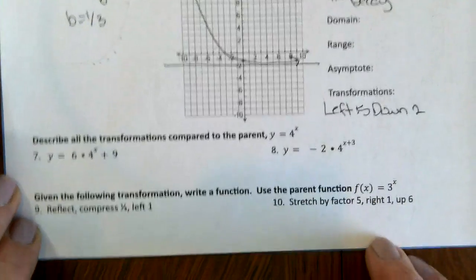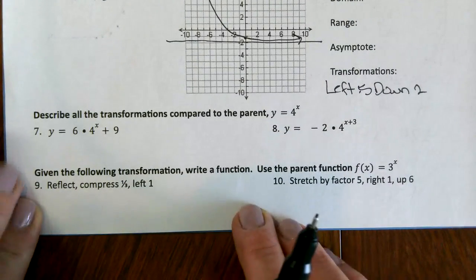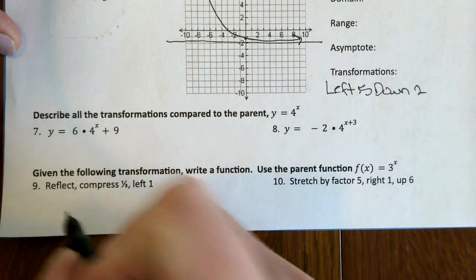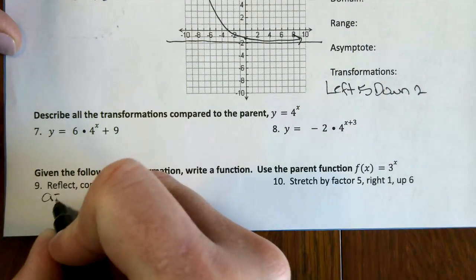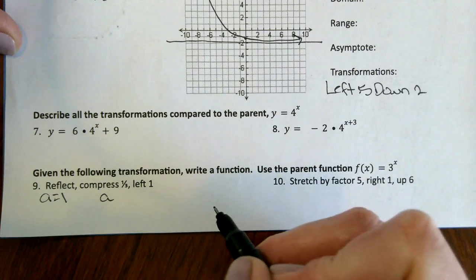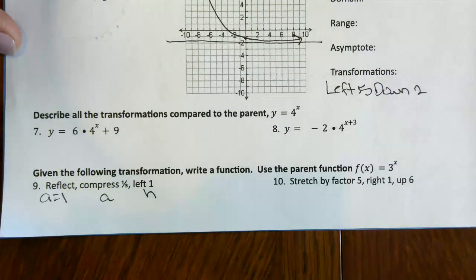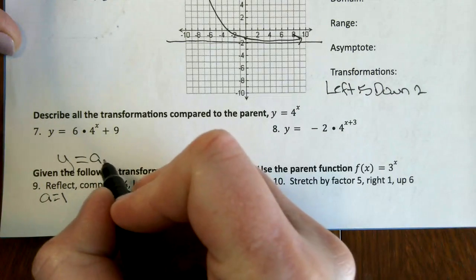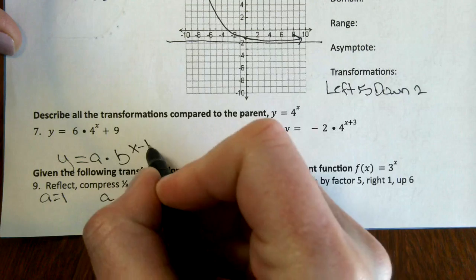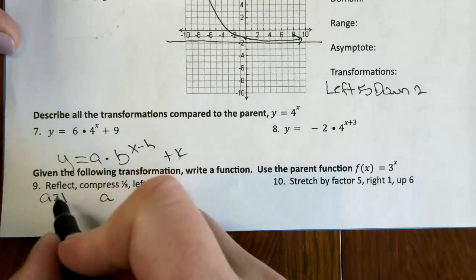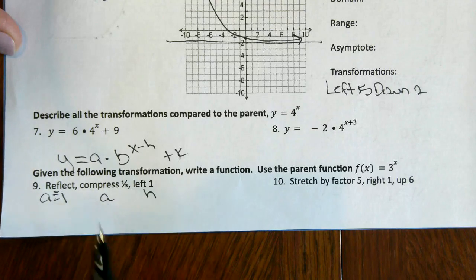We've done several transformations, and let's see if I can do these in 30 seconds. If I'm going to reflect, that means that A is going to be -1. Compress means that that's an A, and left means that that is my H function. Using the parent, y equals A times B to the x minus H plus K. So in place of A, I'm plugging in -1/3.